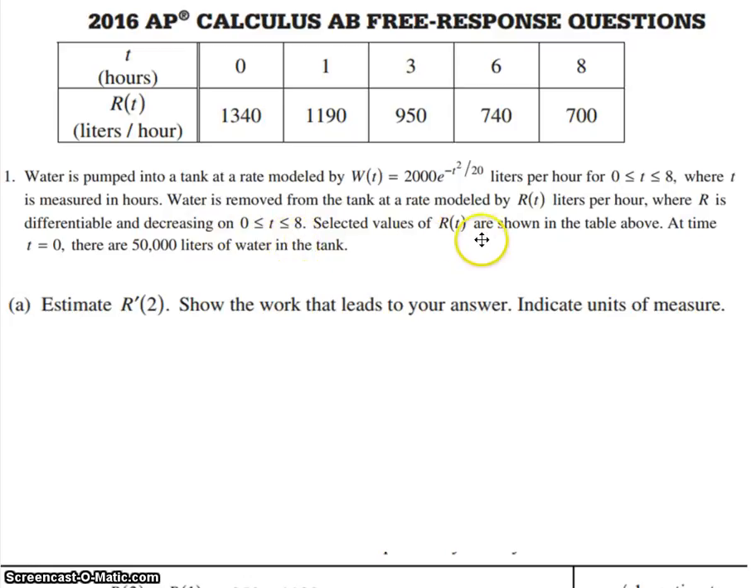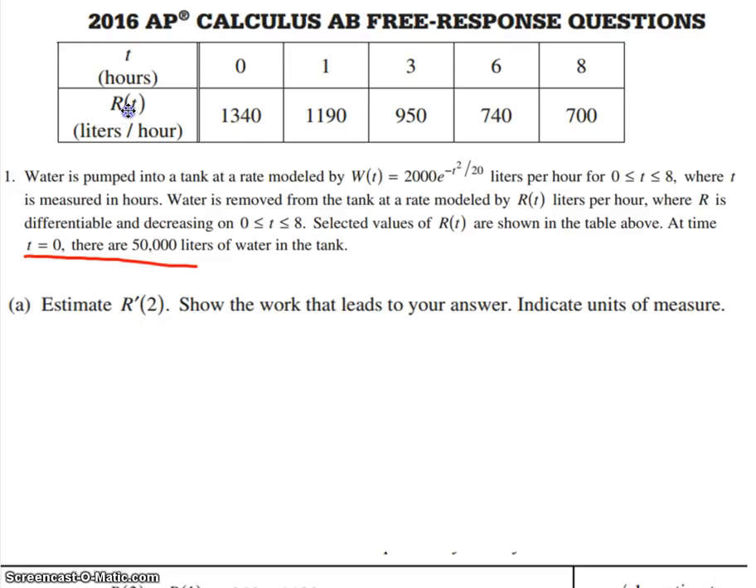Selected values of R of t are shown in the table above. At time equals 0, there are 50,000 liters of water in the tank. It's important for you guys to remember this throughout the problem. A is asking for R prime of 2. Estimate R prime of 2.